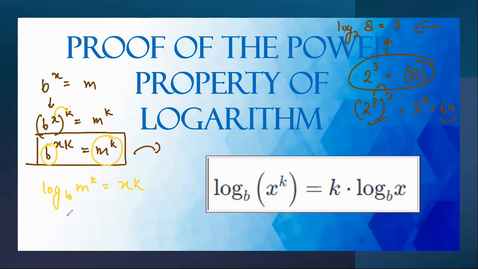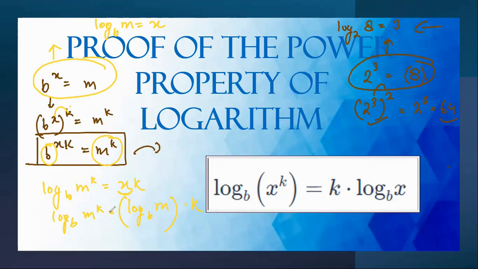Now, everyone, log base b of m raised to the power k is equal to, what is the value of x? If I look at the exponent which I took in the starting and directly convert it into log form, how will I convert it? Log base b, the value will come here, and this will be x. So the value of x is log base b of m, multiplied with k. So this is the proof. Okay, everyone, it's very easy.